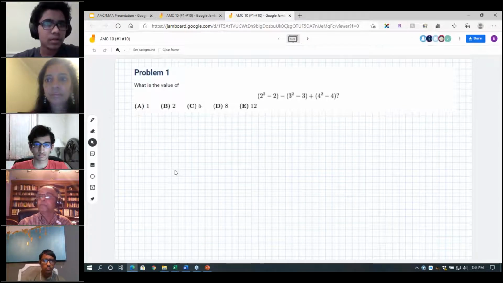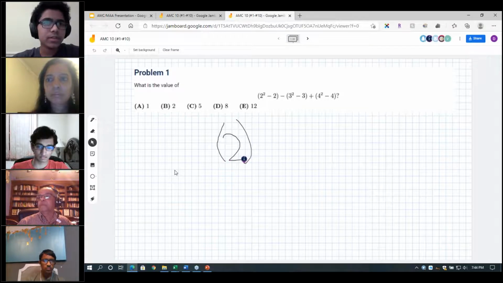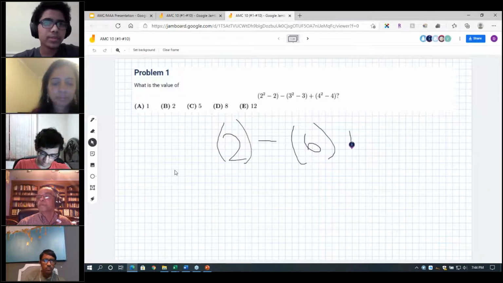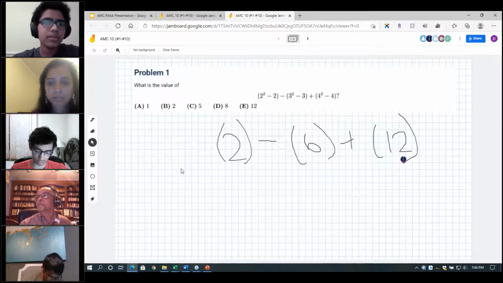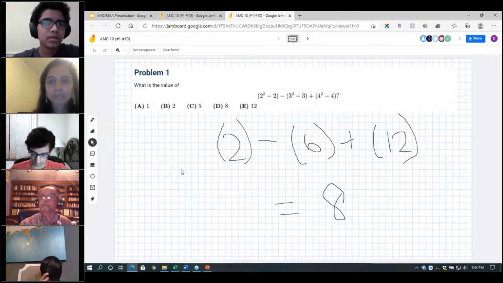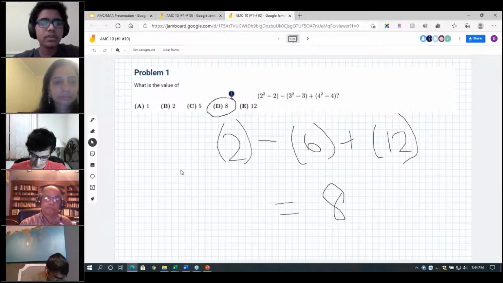Okay. The second group is 3 squared minus 3, which is 9 minus 3, 6, plus 4 squared minus 4, which is 16 minus 4, which is 12. This gives us 8. So our answer for problem 1 is D. This problem is pretty straightforward. You could do this just knowing basic PEMDAS.